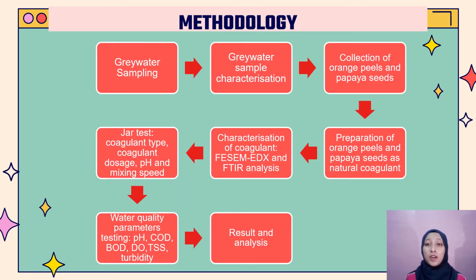As for the methodology of this project, first, clear water sampling, clear water sample characterization, collection of orange peels and papaya seeds, preparation of orange peels and papaya seeds as natural coagulant, characterization of coagulant using FESEM, EDX, and FTIR analysis, jar test with different coagulant type, different coagulant dosage, different pH, and different mixing speed, and water quality parameter testing including pH, chemical oxygen demand, biological oxygen demand, dissolved oxygen, total suspended solids, and turbidity. And the final step is result and analysis.